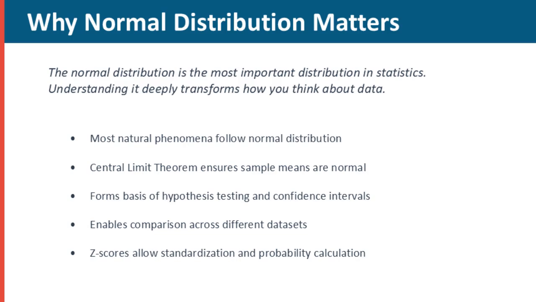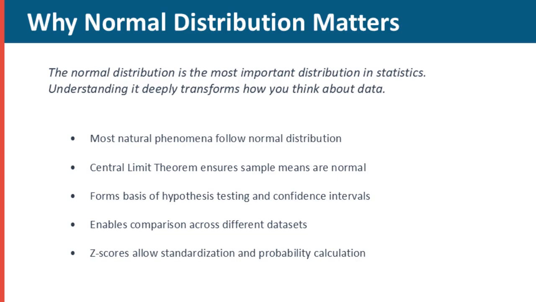Second, the central limit theorem ensures sample means are normal. Even if the underlying data is not normal, the distribution of the sample means will be normal. This is why normal distribution matters even when data doesn't look normal. Third, the normal distribution forms the basis of hypothesis testing and confidence intervals. Nearly every statistical test assumes normality. Understanding it deeply makes those tests intuitive.